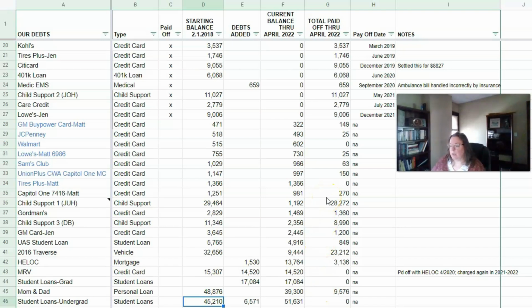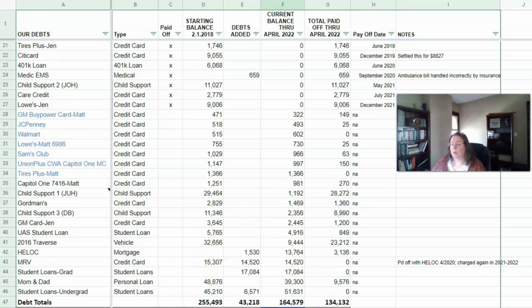All right, so let's take a look at these totals. Where we started in 2018, $255,493. Debts added were $43,218. These are non-mortgage debts that were added. Current balance through April 2022 with all those payments applied is $164,579, and total paid off through April of 2022 coming into May, $134,132.